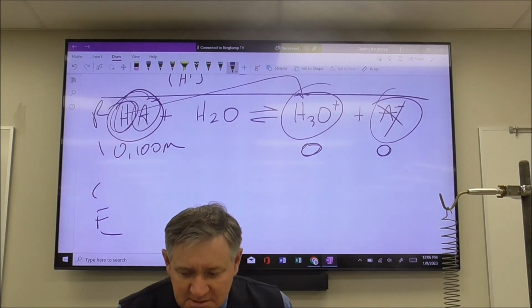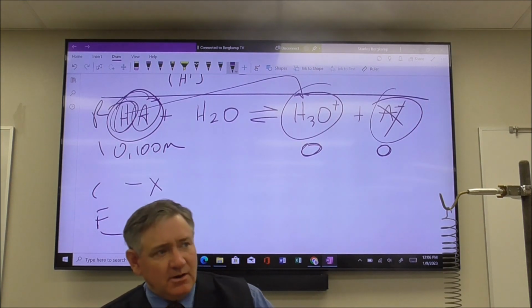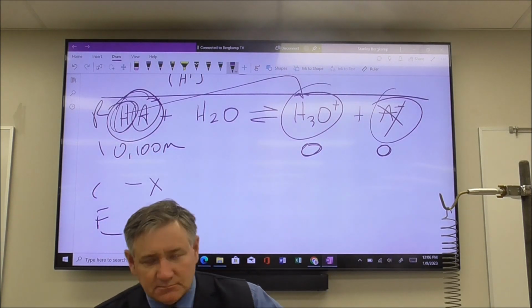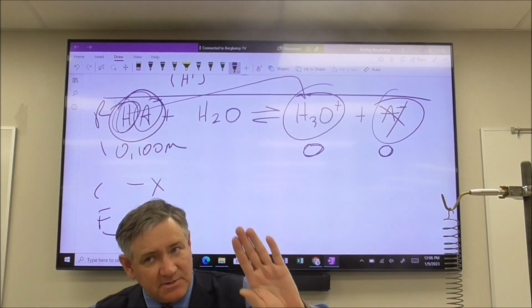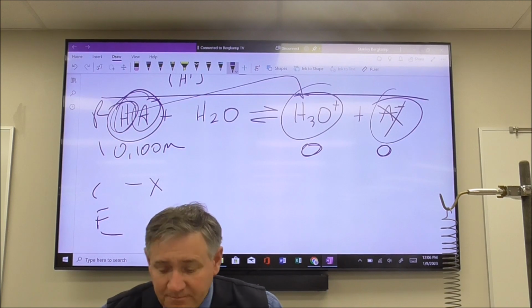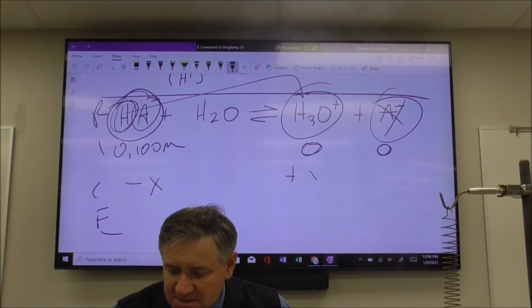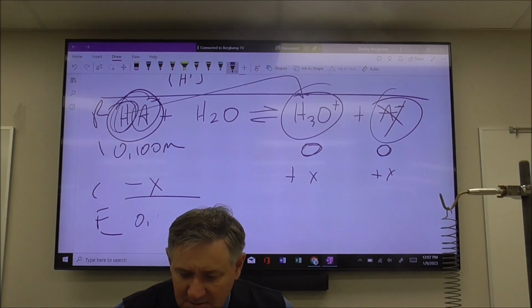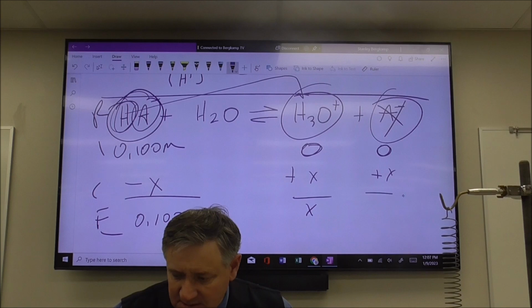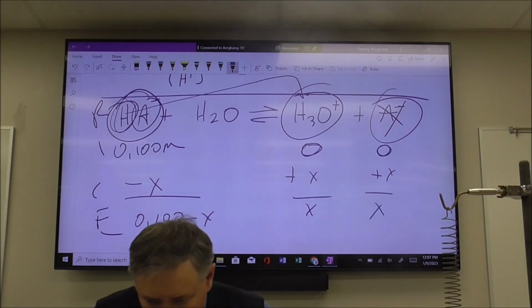So what's going to happen is that we're going to subtract some value of x, okay? I don't know what it is. I'm just going to call it x, because I'm going to ionize some of this. Not very much of it, just an x value. So then I'm going to put plus x, plus x. So this becomes 0.100 minus x. This becomes x, and this becomes x, okay?